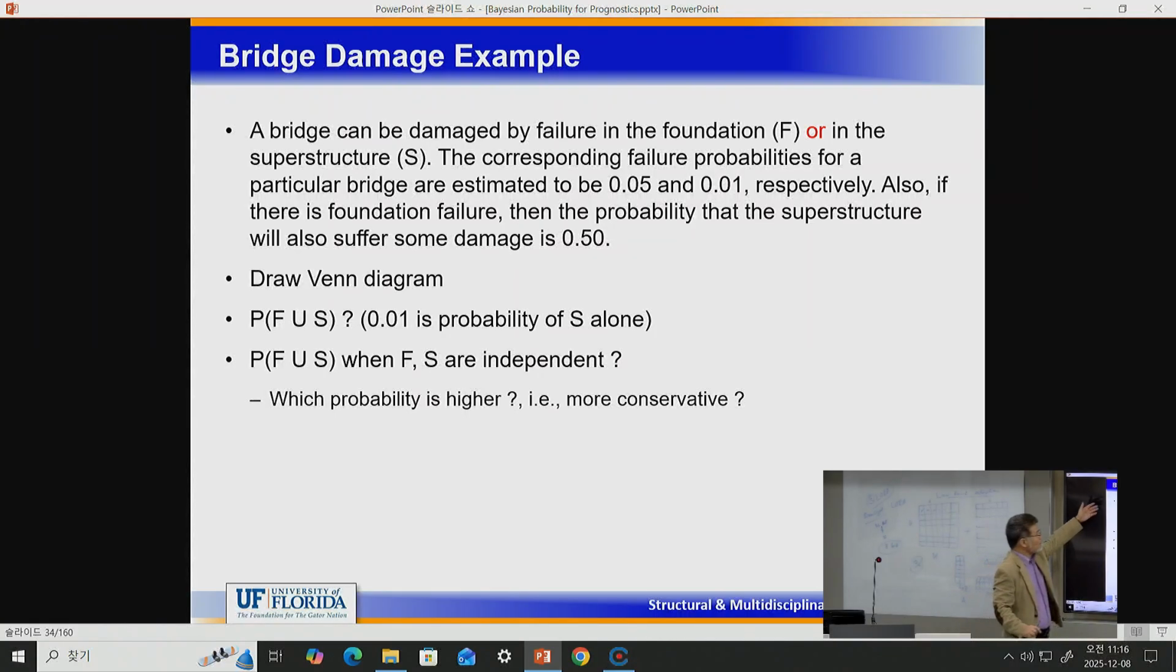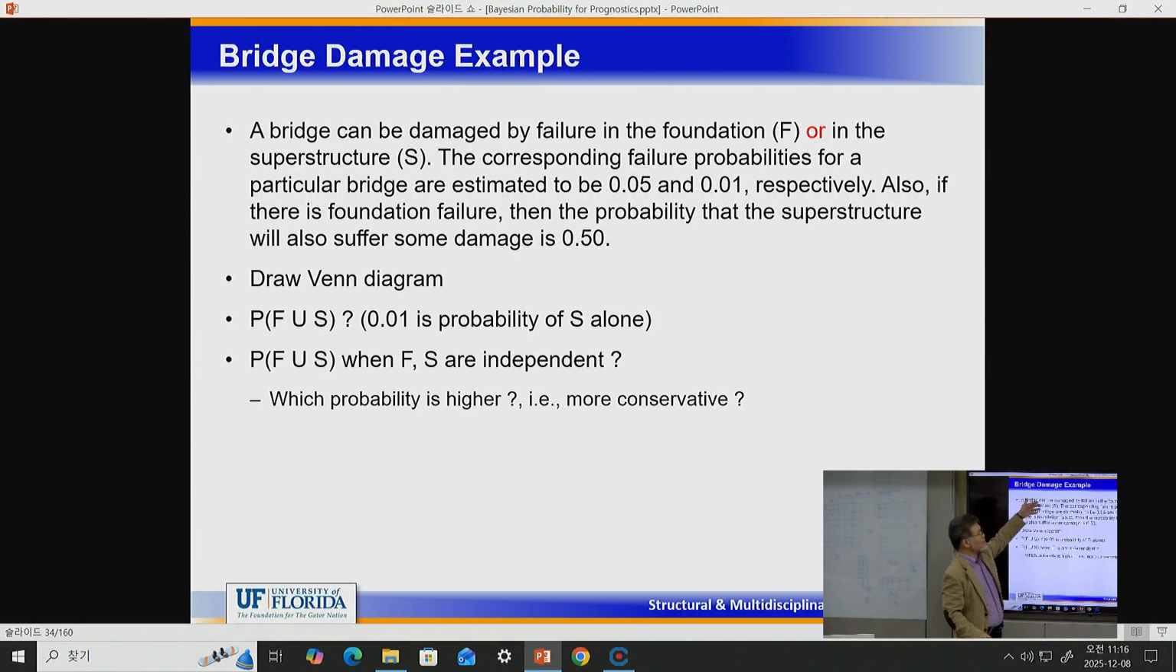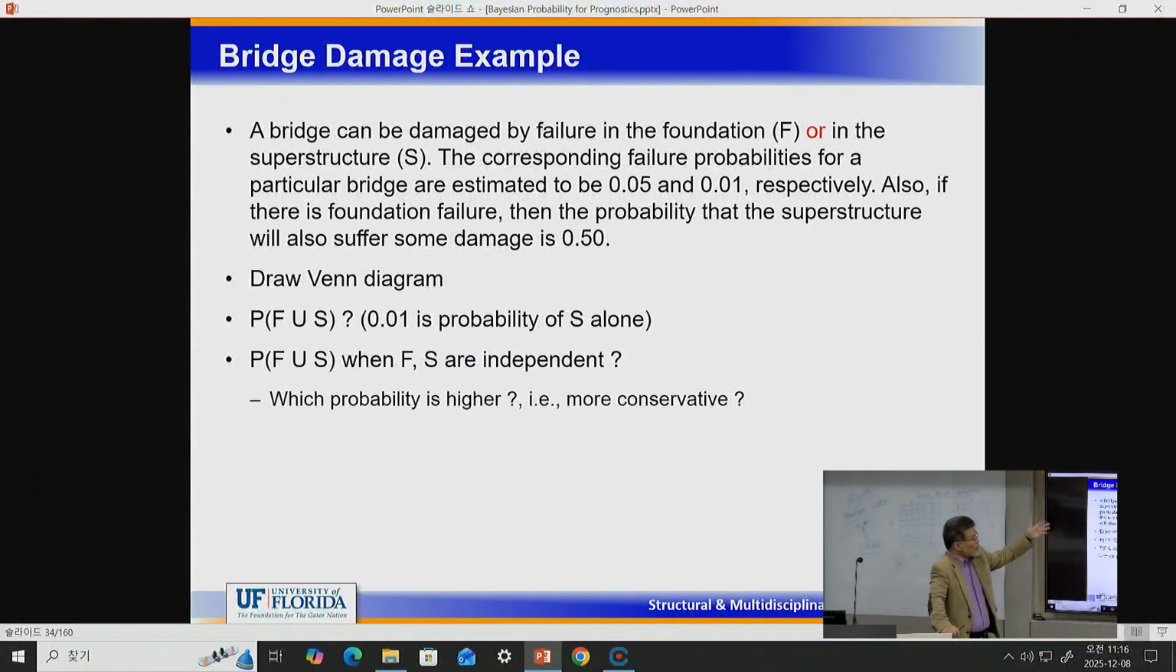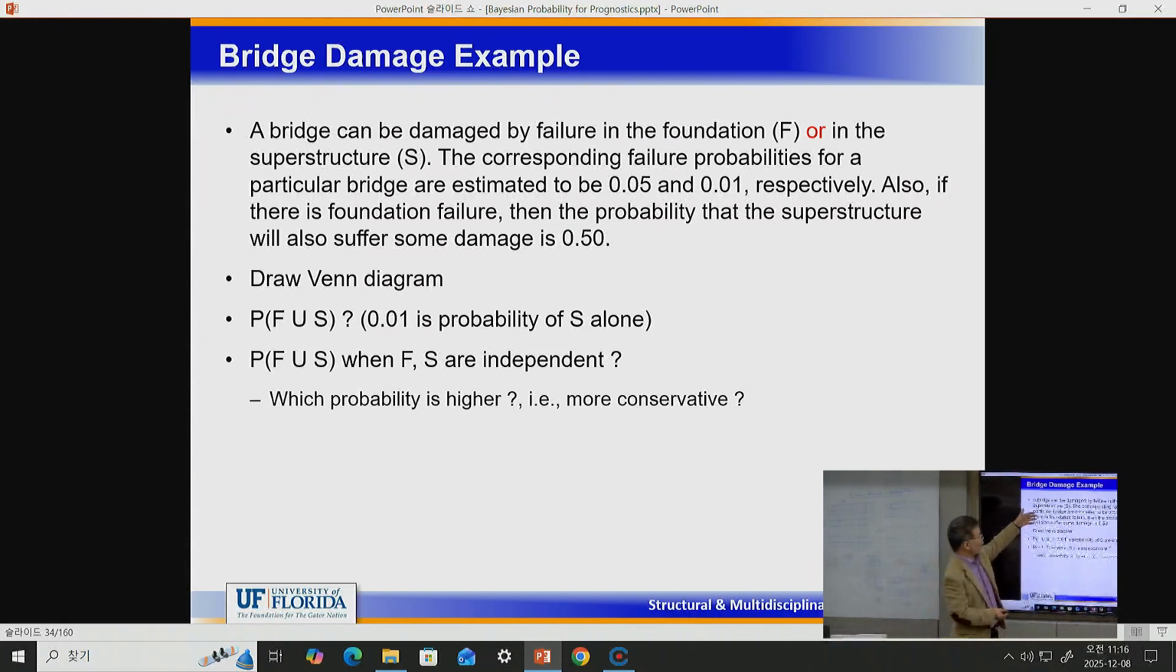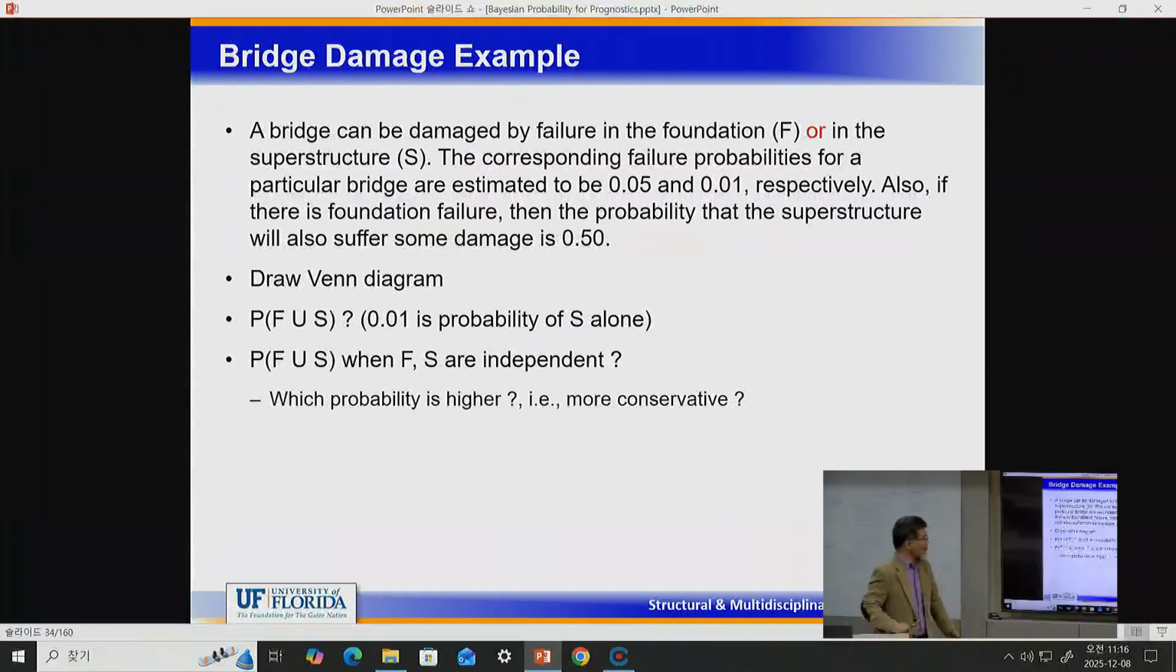It's not that P(F) is 0.05 and P(S) is 0.01. It's different. Read it carefully. Foundation failure, P(F) is 0.05, true. What is the second 0.01? What probability is that? It's when the foundation is okay but the superstructure fails. It's a condition. Again, it's a condition, okay? Your foundation is okay, but your superstructure fails. Also, if there is no foundation failure, then the probability that the superstructure will also suffer damage is 50%.